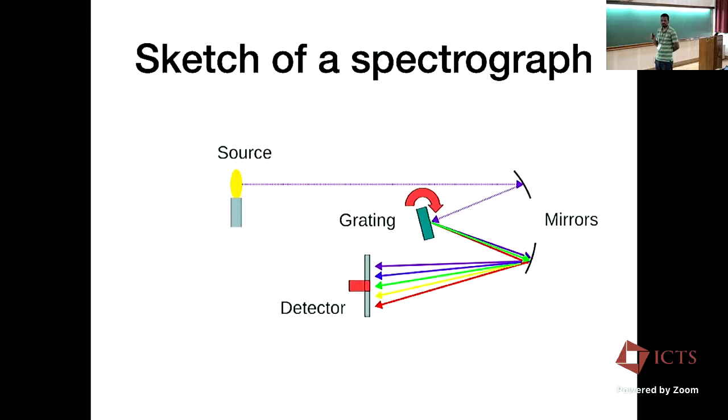But there's a key difference here compared to previously. Previously, we were saying that we'll just open the shutter to the sky and observe whatever is there. Now we are saying that we take light from one source and then do all this.